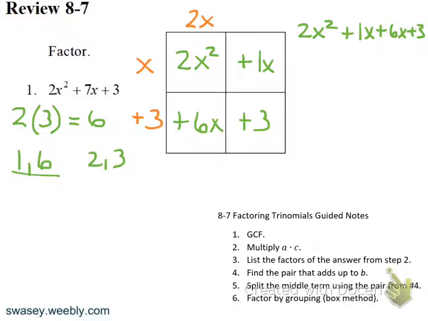Check it for the bottom row. 2x times 3 is 6x. 1x divided by x is 1. 1 times 3, checking the bottom row, is 3. So that's the correct factoring. So we have x plus 3 and 2x plus 1.